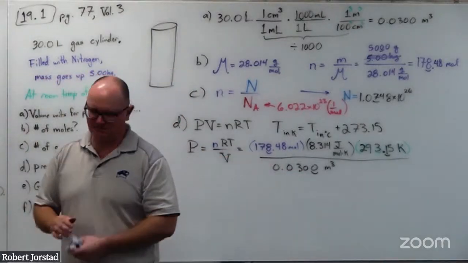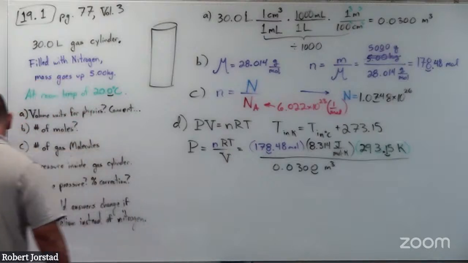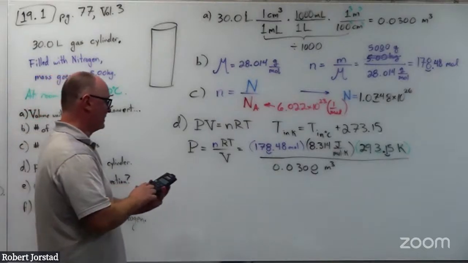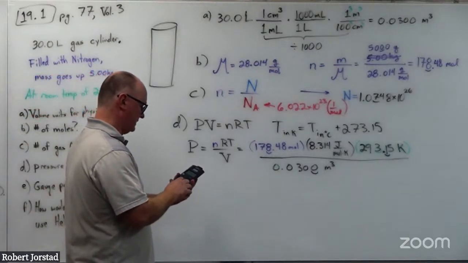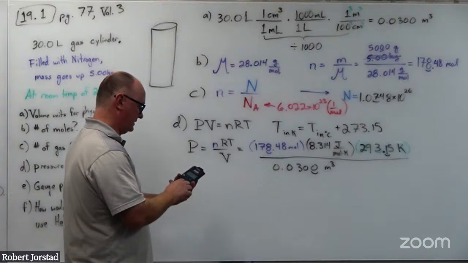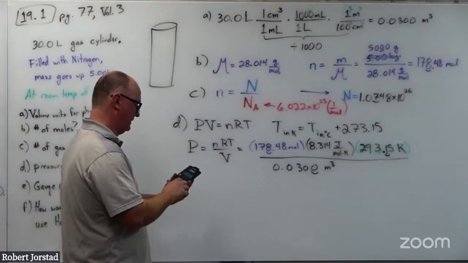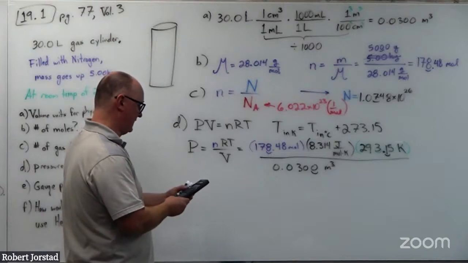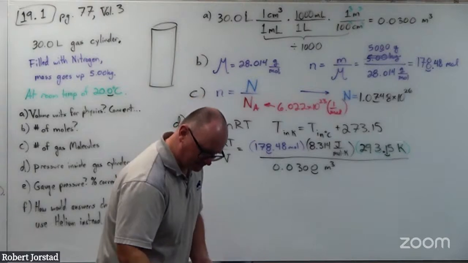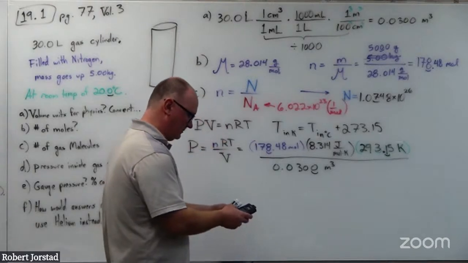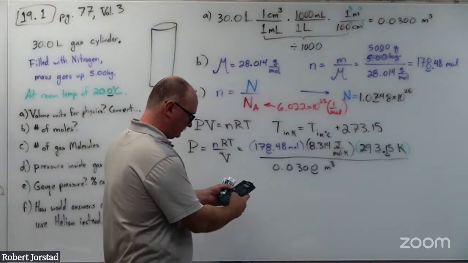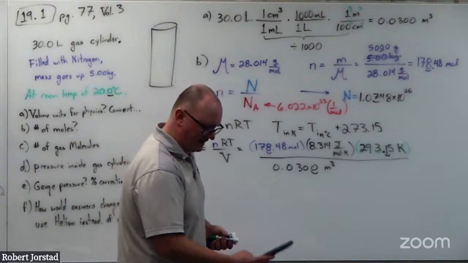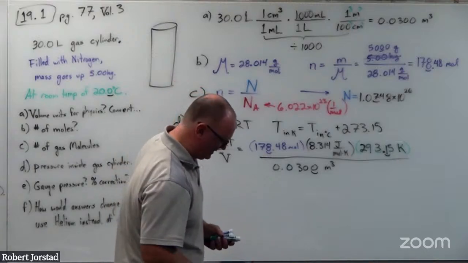We crank this out. Where's my calculator? There it is. Let's punch it in really quick. 178.48 times 8.314 times 293.15 divided by 0.03. All right, and so I get a pressure of, I'm going to write this in scientific mode, 1.4500 times 10 to the 7th.